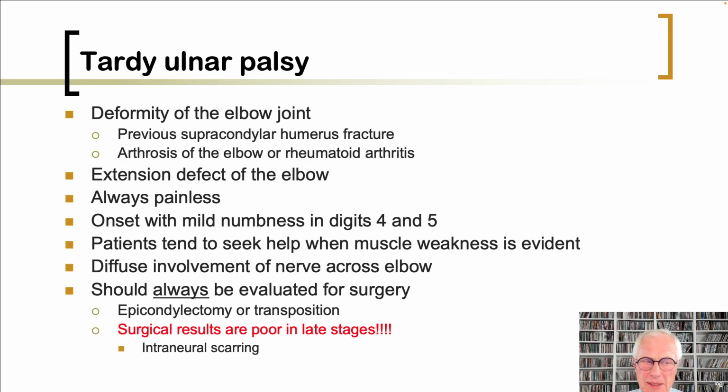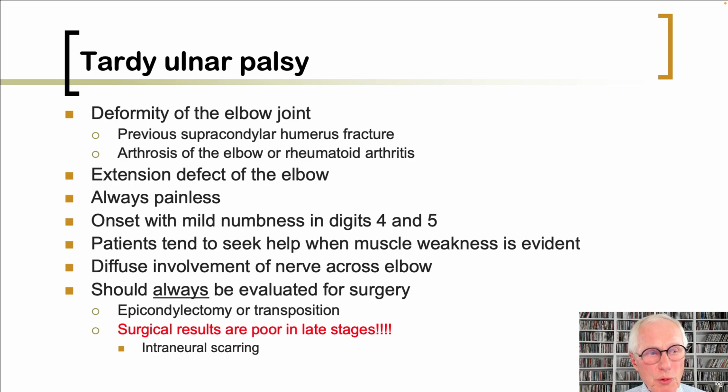And this starts insidiously, very slowly, initially with intermittent numbness of the 4th and 5th digits, eventually becoming more permanent, and as time goes by we will also see involvement of the motor fibers, and we get muscle atrophy. Very often the patients will not come to attention while they still have numbness, but they seek help when they realize that they are losing the strength of their hand muscles. And these patients should always be evaluated for surgery.